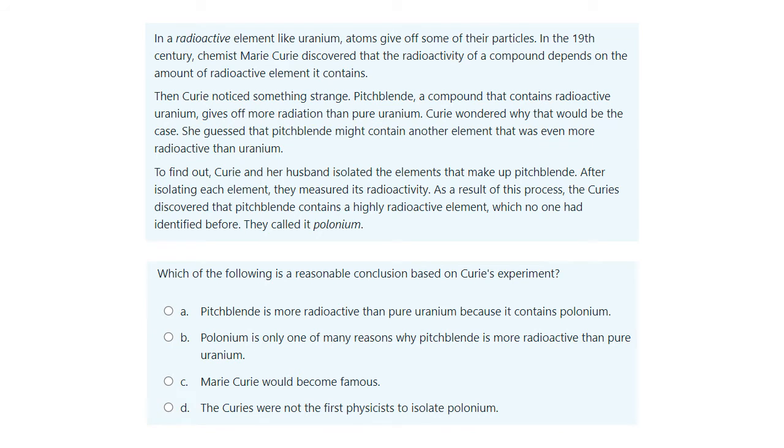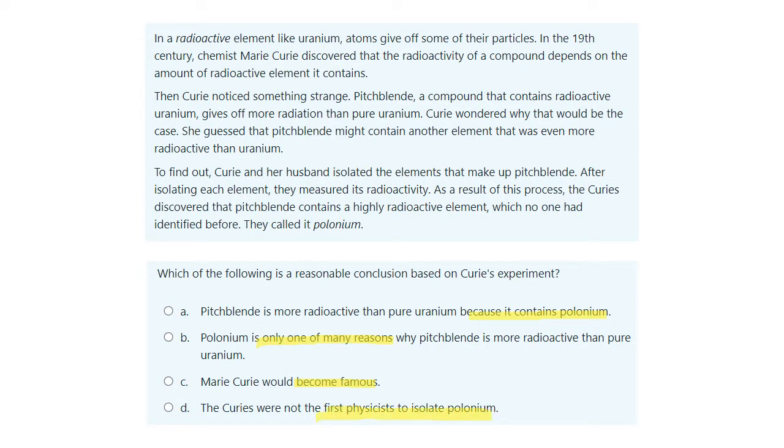Which of the following is a reasonable conclusion based on the Curies' experiment? A, pitchblende is more radioactive than pure uranium because it contains polonium. B, polonium is only one of many reasons why pitchblende is more radioactive than pure uranium. C, Marie Curie would become famous. D, the Curies were not the first physicists to isolate polonium.